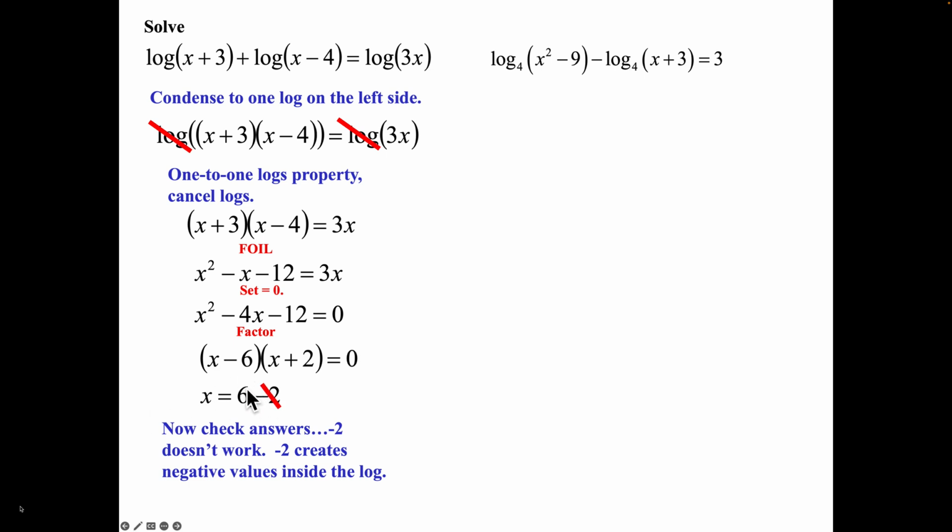Throw it out. 6 will be fine. 6 plus 3 is 9. 6 minus 4, 2. 3 times 6, 18. Everything is good.